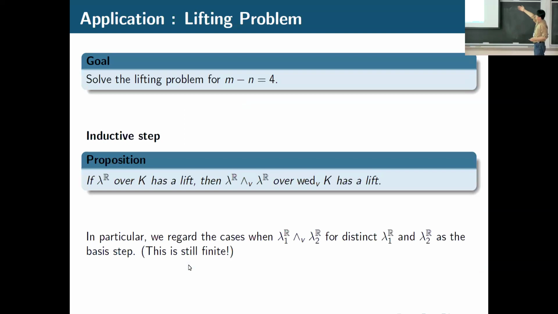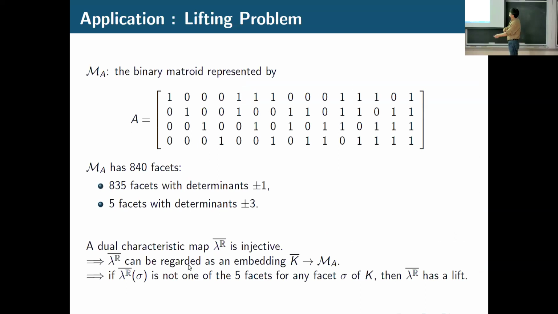The inductive step is quite easy because the inductive step deals with only the canonical extension. So every argument is very easy. This is done quite easily. But the problem is the basis step.